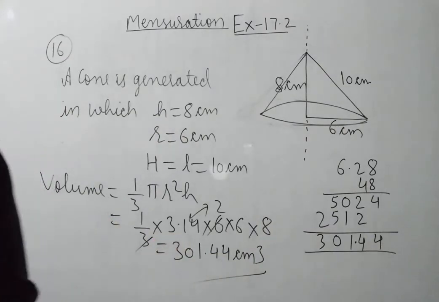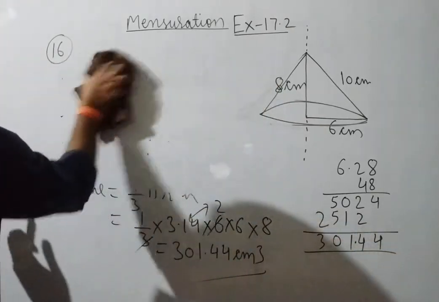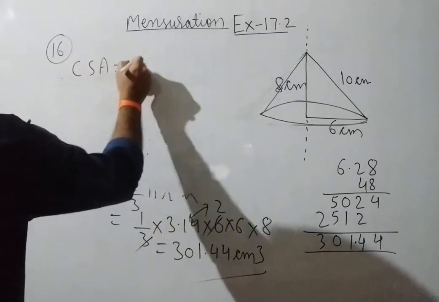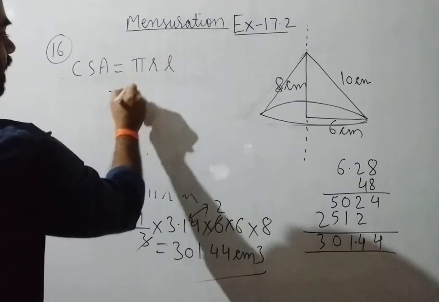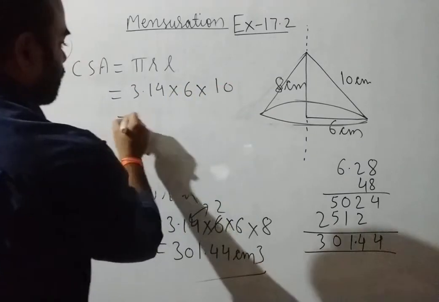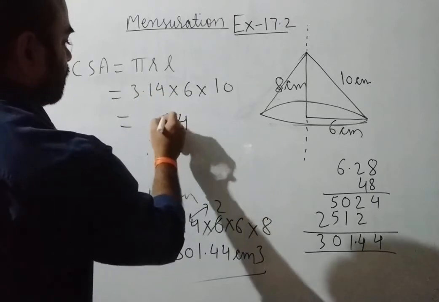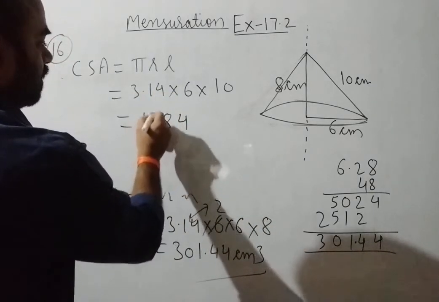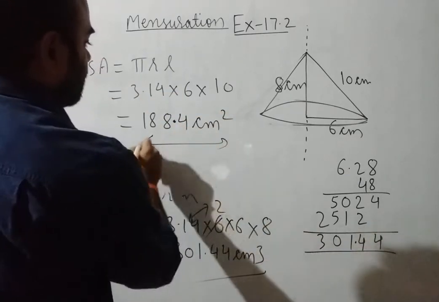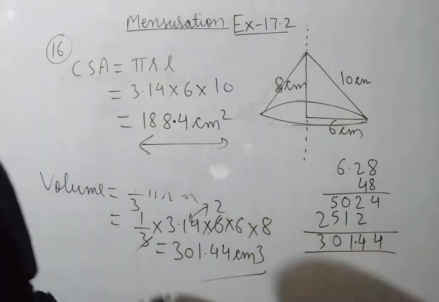Next, curved surface area. The curved surface area will be simple: pi r l. Again pi 3.14, radius 6, slant height 10. So this will be 31.4 into 6, that is 188.4 centimeter square. Correct? This is the curved surface area. Clear? Next.